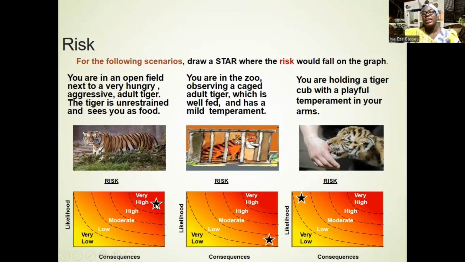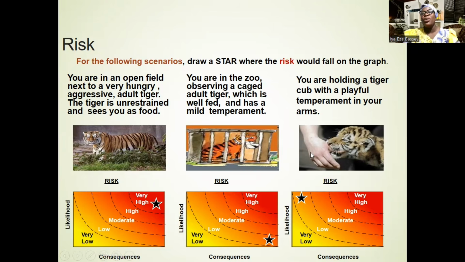We have put it. Let's look at the second scenario. You are in a zoo, observing a caged adult tiger, which is well fed and has a mild temperament. All right. So what is the likelihood of it escaping? It's going to be very low because of all the security around it. But then if it happens to escape, what are the consequences? They will still be as bad as the first scenario. But you find out that the risk is not as high because the likelihood is low, though the consequence is high. So the risk will be low, all right?